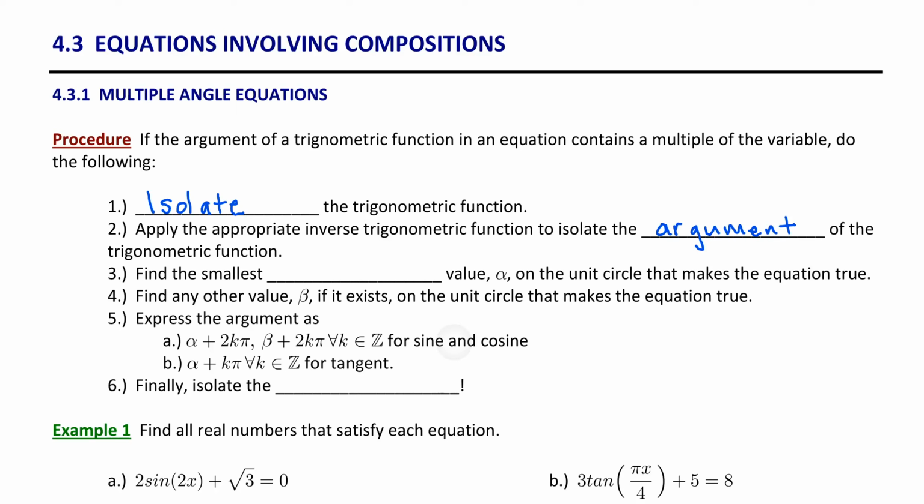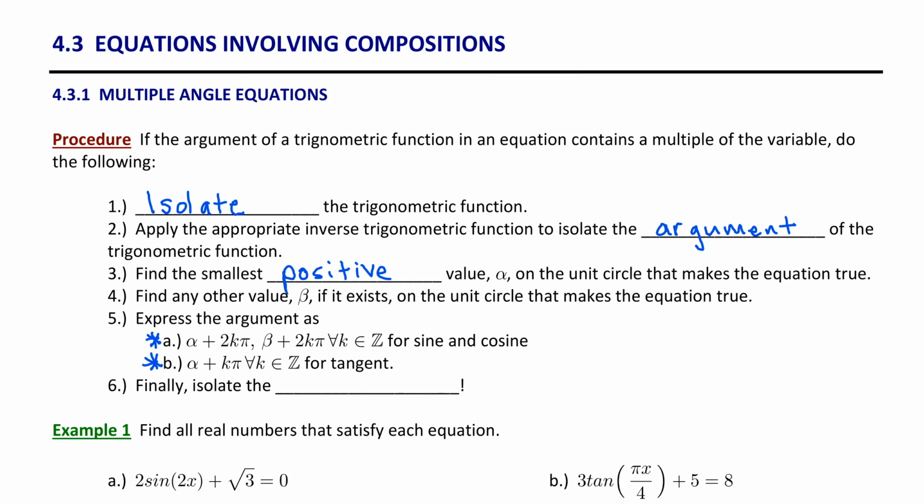At this point, we're going to find the smallest positive value, alpha, on the unit circle that makes the equation true. Then we'll find any other value, beta, if it exists, on the unit circle that also makes the equation true. If we're dealing with a sine or a cosine equation, we're going to make sure and add a multiple of 2 pi to each of our positive solutions to account for every possible coterminal angle with our first two solutions. And if we're dealing with a tangent equation, we're going to make sure and add a multiple of pi to find all solutions for the tangent equation.